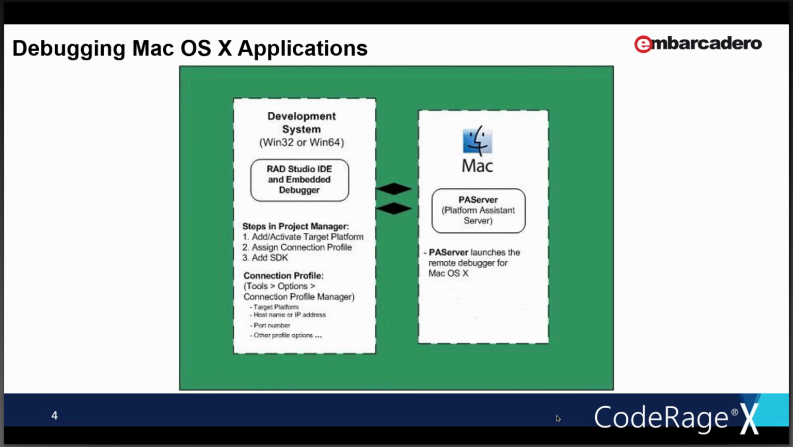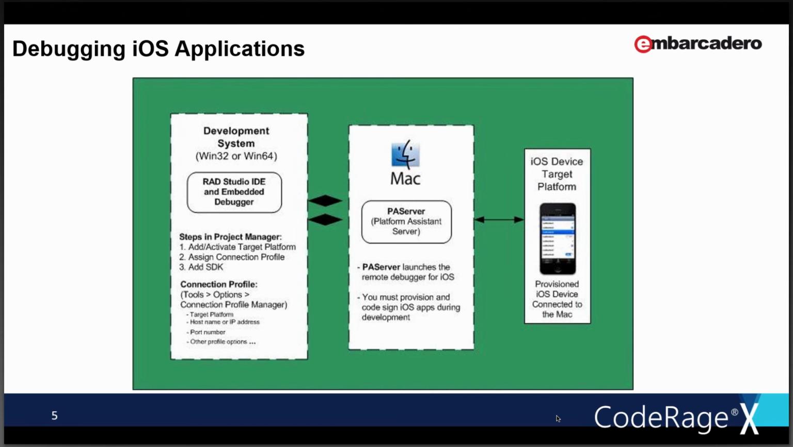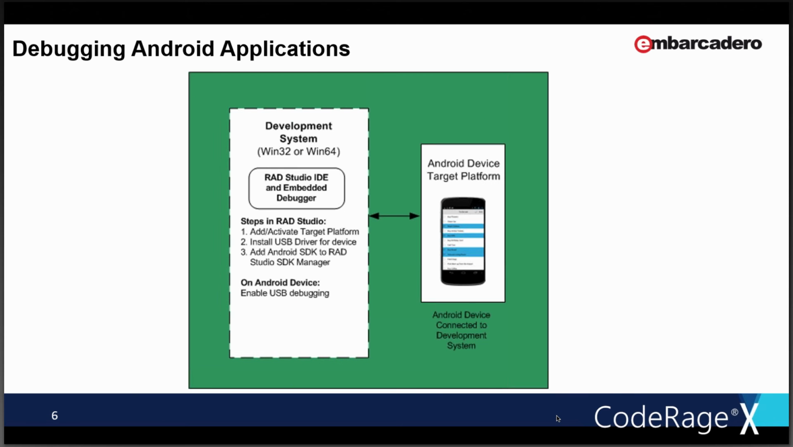Okay. And then for iOS, there's the iOS device. I've got my iPhone 6 connected through a USB cable, going through the Platform Assistant Server, and then to my development environment. And for Android, I've just got my Android Samsung Galaxy S4 connected through USB to my development system. So my Android device just shows up. There's nothing special I need to do in that respect.